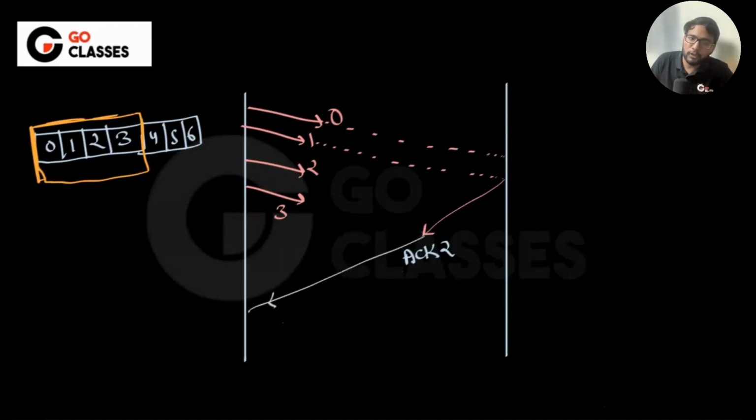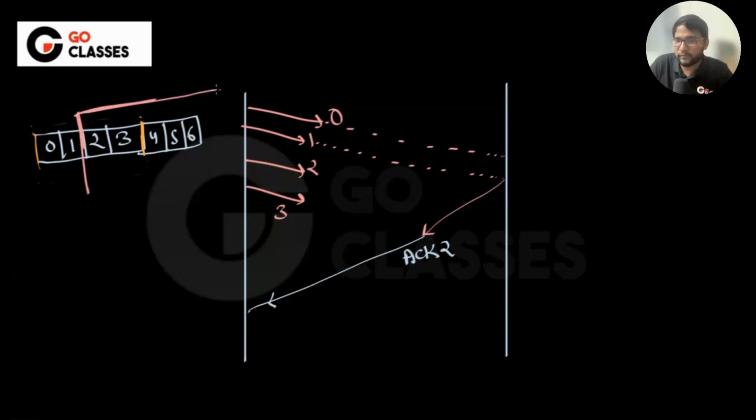The moment the sender receives this ACK 2, it will say, okay, let me shift my window such that the first outstanding packet will be 2. So the base of the window will be 2. Understood? So it will shift my window from 2 to 5, since if the window size is 4, then it's always 4 packets. So I will be sending 4 and 5 immediately after that.